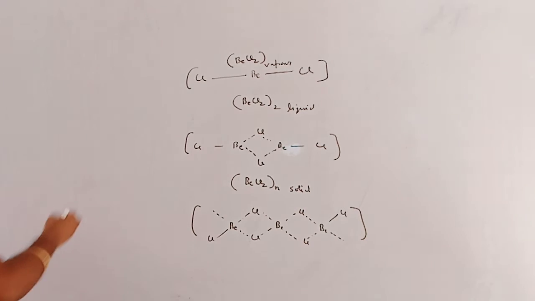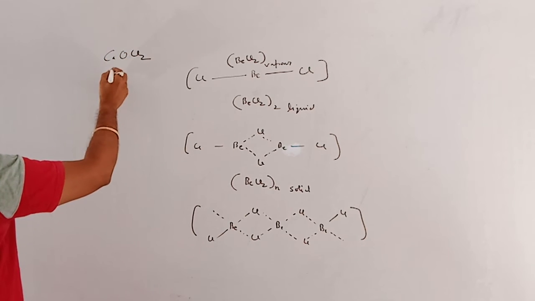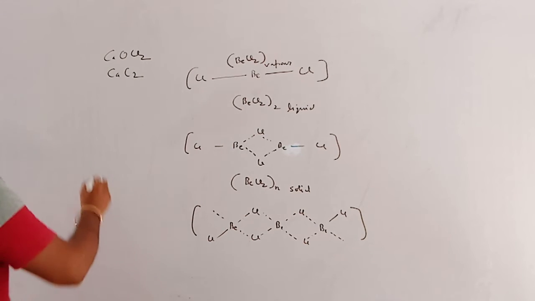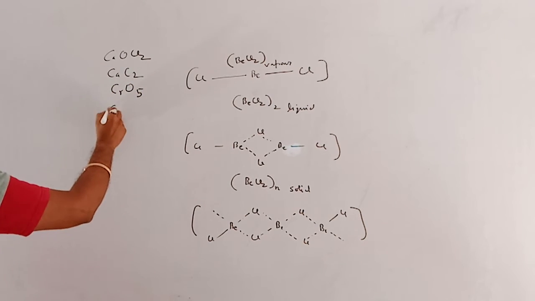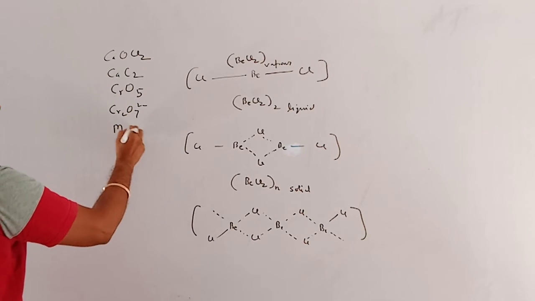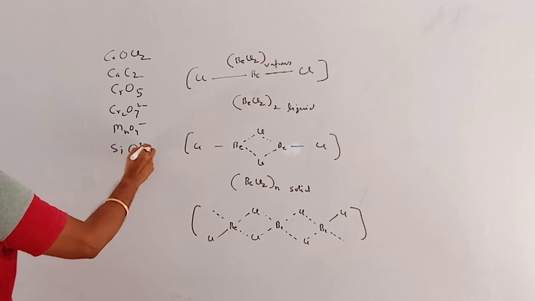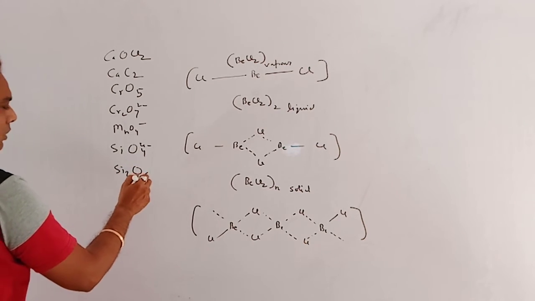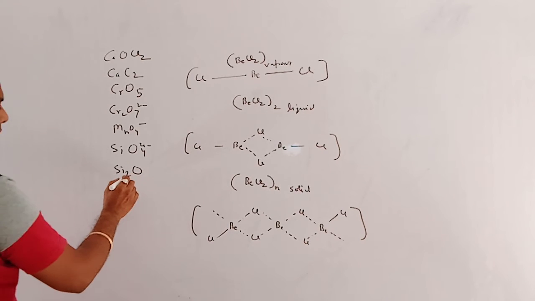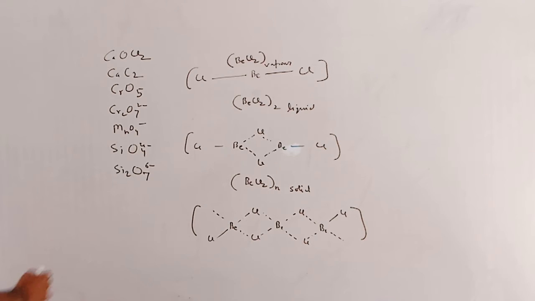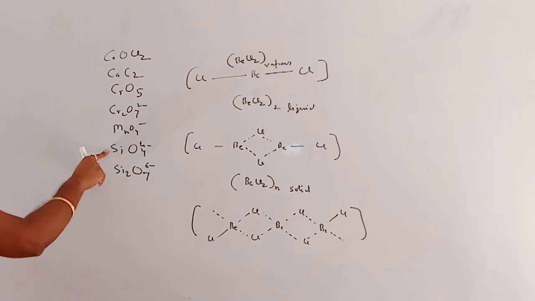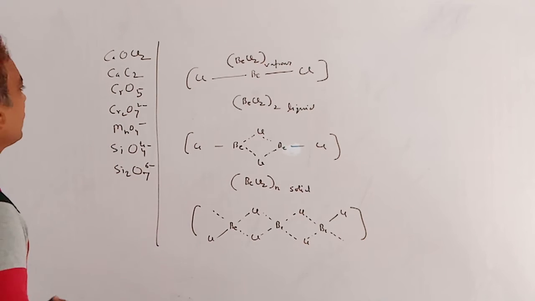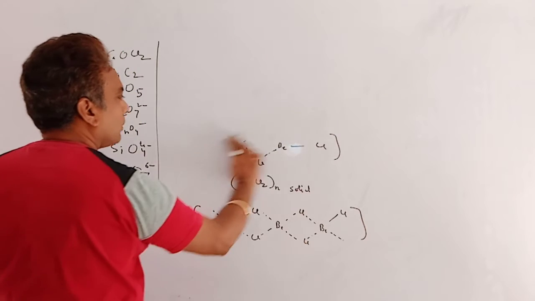Some more like CaOCl2, CaC2, CrO5, Cr2O7 2 minus, MnO4 minus, SiO4 4 minus, Si2O7 6 minus, disilicate, monosilicate. So these are some more examples.